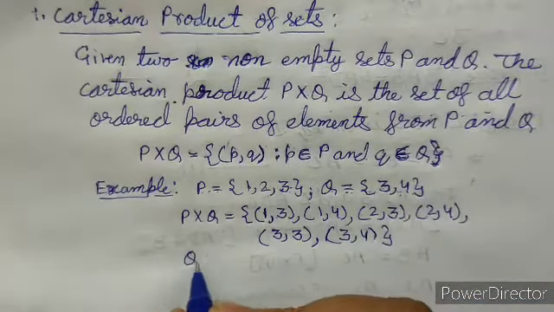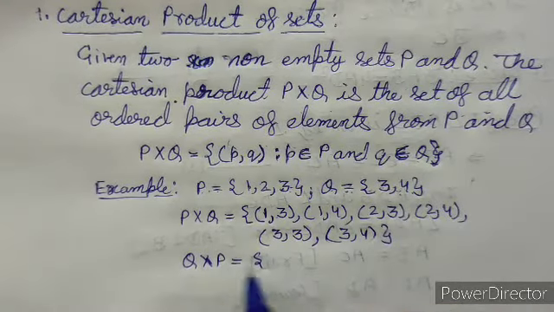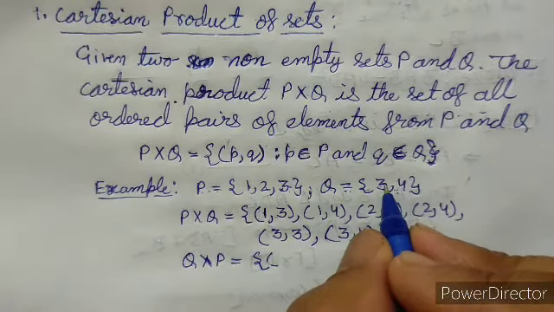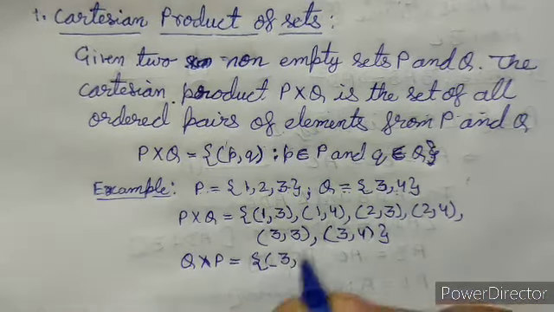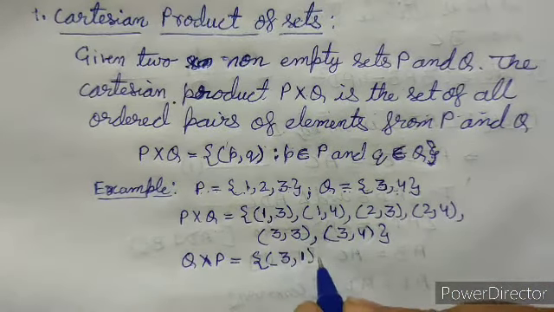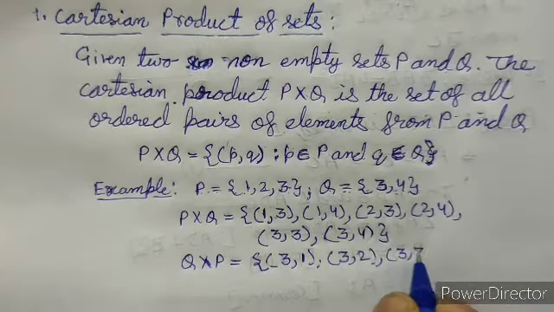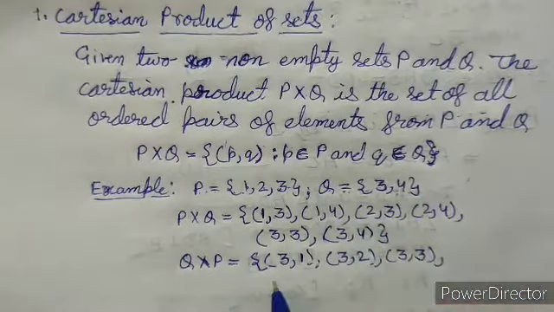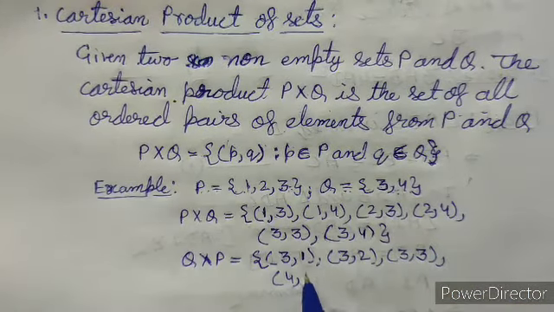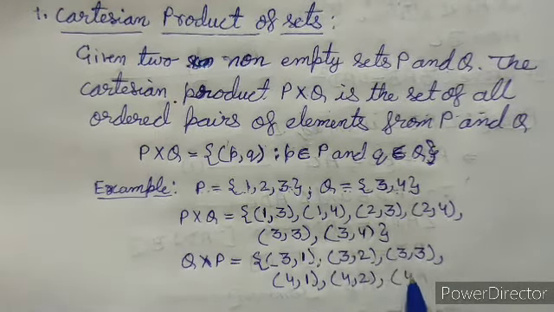Now if you want to find Q cross P, then the first element of the ordered pair will be from Q and second will be from P. Now first element of set Q is 3. So with 3 we will write all the elements of set P, and that will be (3, 1), (3, 2) and (3, 3). Now second element of set Q is 4. With 4 we will write all the elements of set P. So that will be (4, 1), (4, 2) and (4, 3).